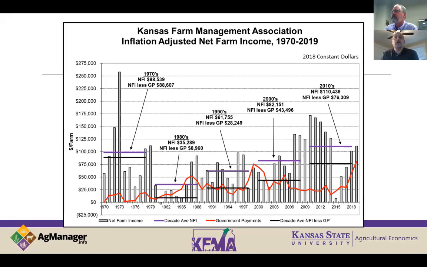$30,000 again in the 90s, almost a $40,000 gap between the two in the 2000s, and then in the teens, a very significant gap or difference between the two averages. So again, we just wanted to illustrate the importance of that safety net that is government payments. And I think going forward, it's going to be as much or more important than it has been throughout the last 50 years.